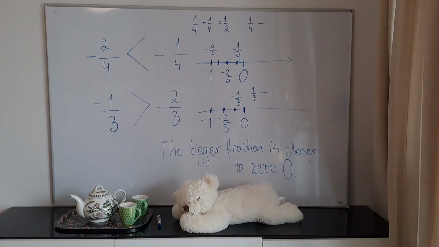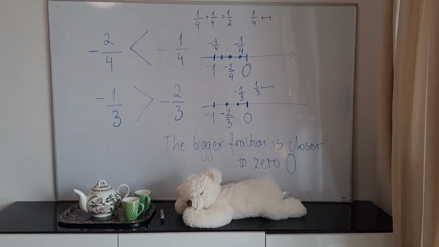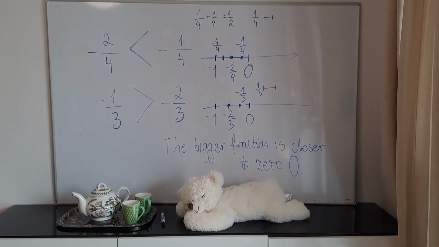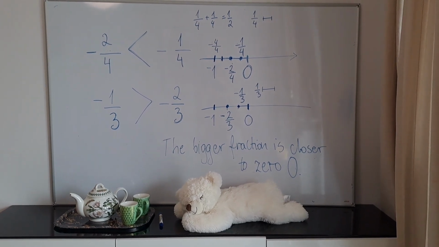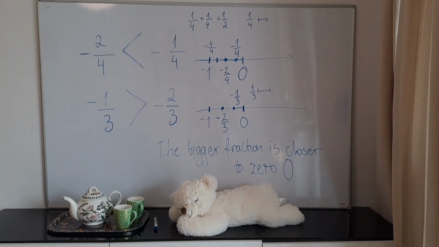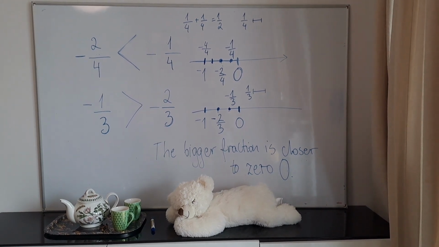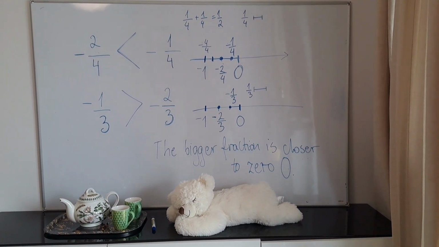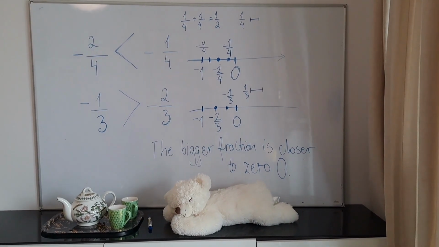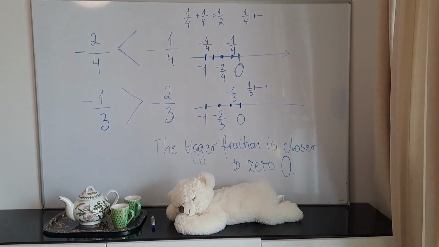Today we were talking about comparing negative fractions, and I would like you to remember this very simple rule. The bigger fraction is closer to 0 on a number line if it's a negative fraction. So, -1/4 is bigger than -2/4, and -1/3 is bigger than -2/3. I hope you liked this lesson, and to be honest, I think you're going to be great with this topic.